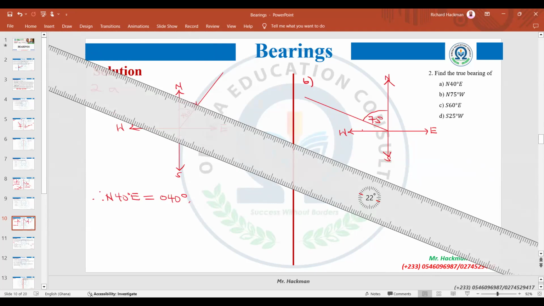However, when you are dealing with the true bearing, remember we said for the true bearing, your angle is measured from the true north, so this ray, up to your line of interest in the clockwise direction. So in terms of the true bearing, I'm looking at this angle, moving from here up to this line. Is that clear?